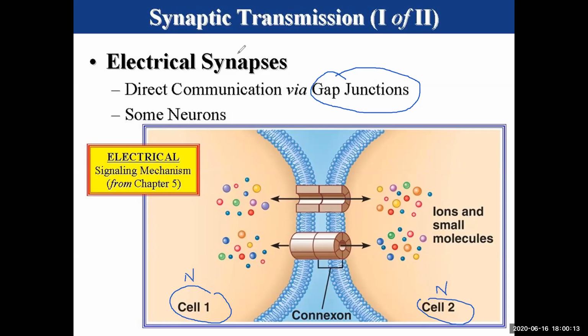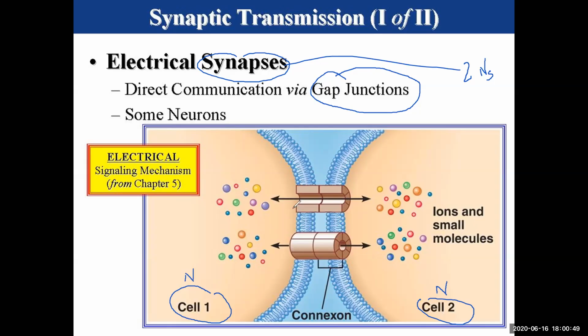So electrical synapse, because synapse is a microscopic space between 2 neurons. N stands for neurons, right? This looks like a Z, it's a number 2. Sorry. Okay. So direct communication via gap junctions. Some neurons have this, electrical synapses.